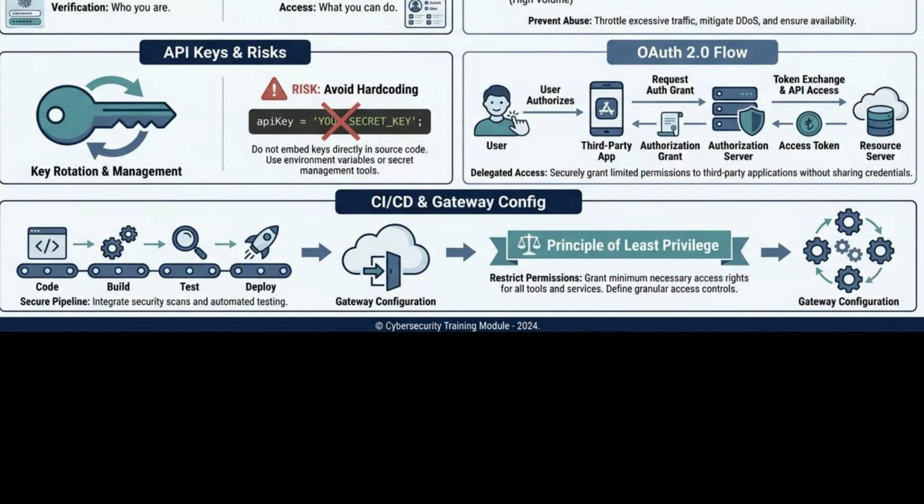Think of it like giving a valet key that only starts your car but can't unlock the trunk or glove compartment. You're controlling exactly what access each component receives. By implementing these granular access controls at your gateways, you create multiple security checkpoints that significantly reduce the risk of unauthorized access or lateral movement if something does go wrong.